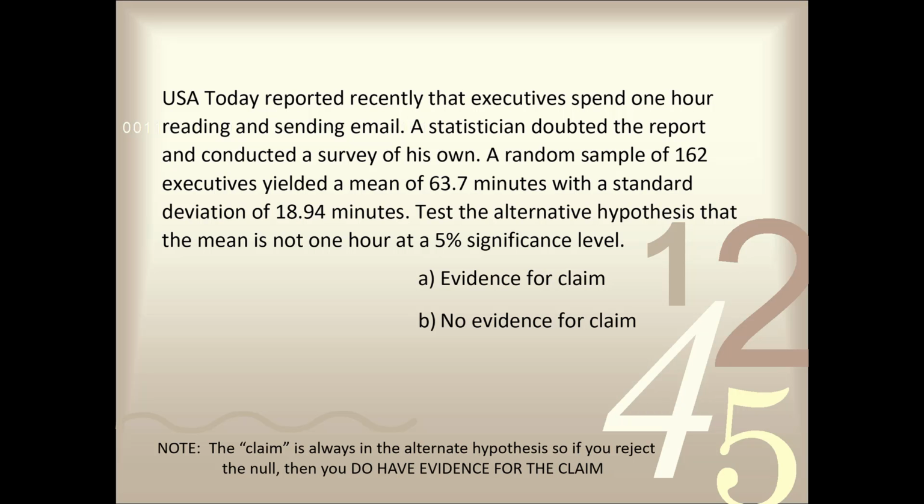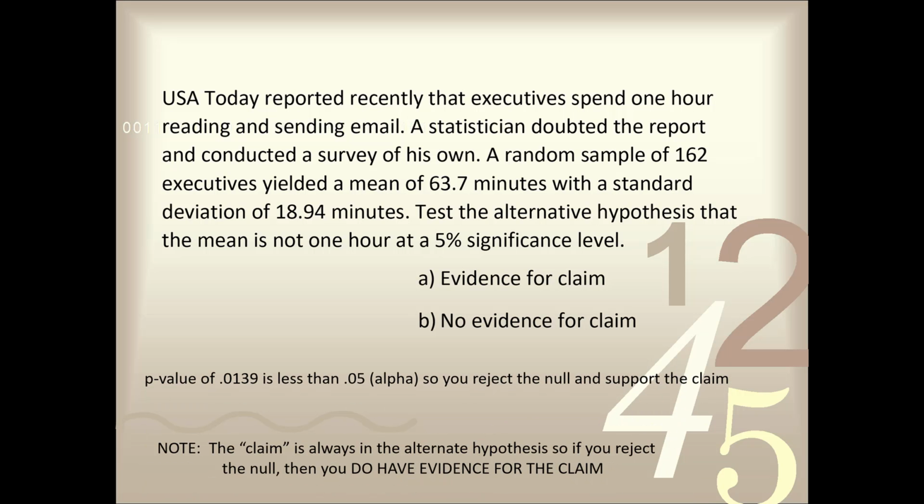The equal sign is always in the null. And we have a 5% level of significance. So we either have evidence for the claim that it's different from 60 minutes, or we didn't find enough evidence for the claim, and we just go with the null. Just a quick note, the claim is always in the alternate hypothesis, so if you reject the null, then you do have evidence for the claim. Okay, so let's look at this in Megastat.